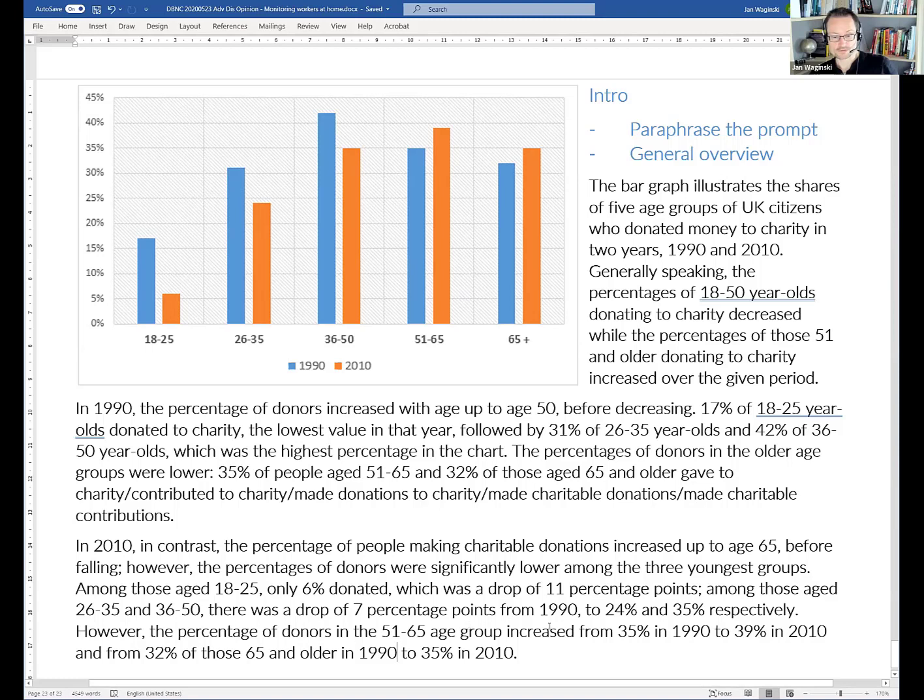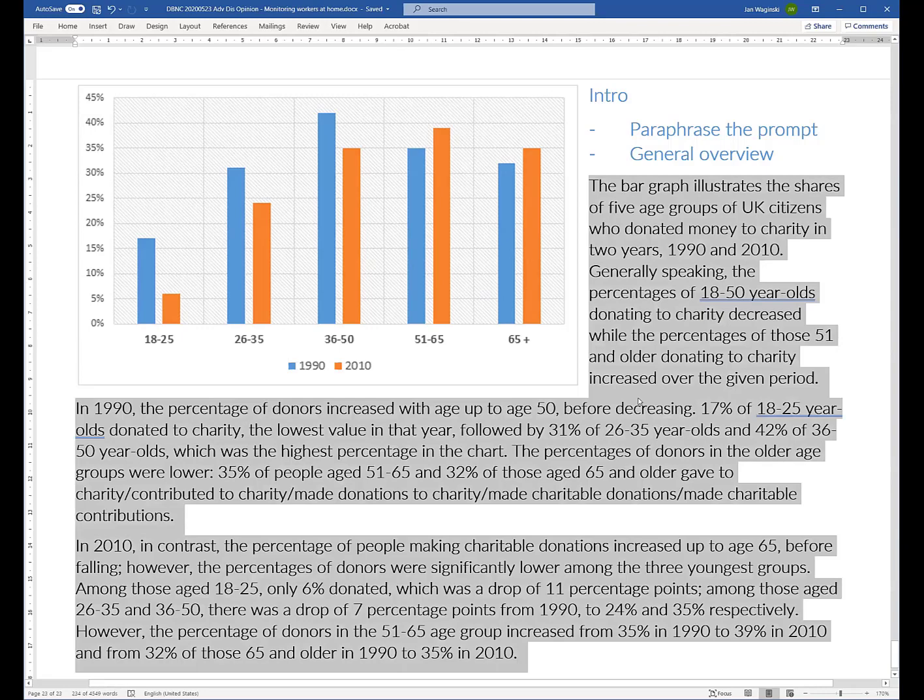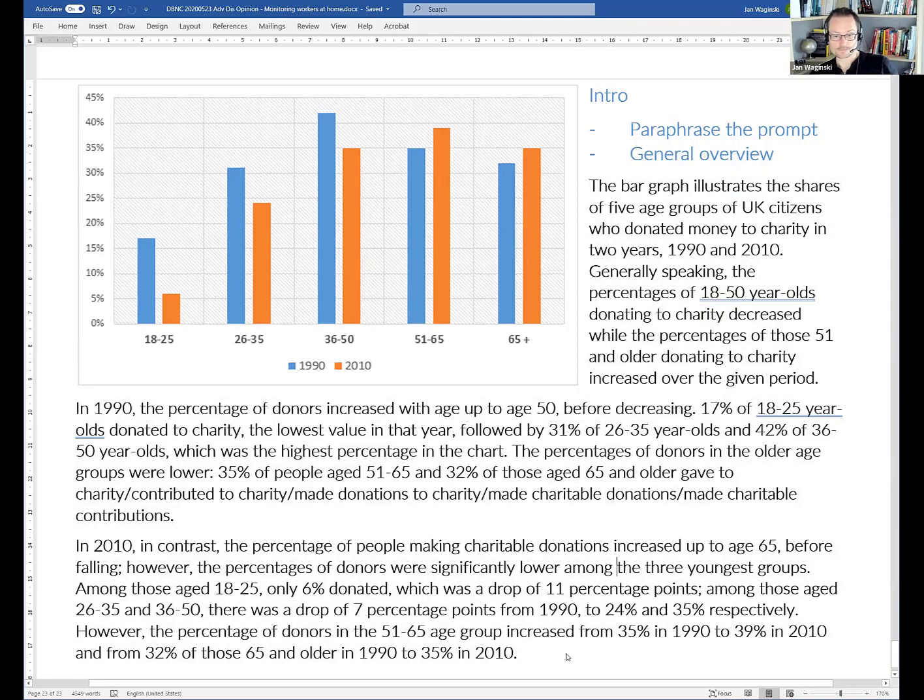However, the percentage of donors in the 51 to 65 age group increased from 35% and from 32% of those 65 and older. No, it's okay as it is. Okay. How many words? I think maybe 234. Yeah, it's pretty long.